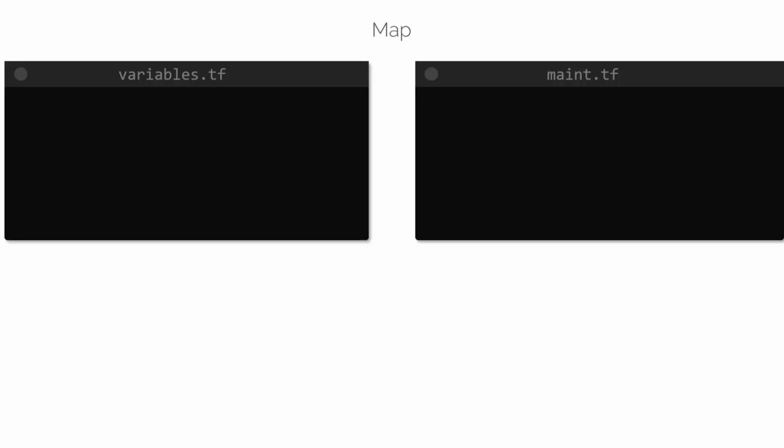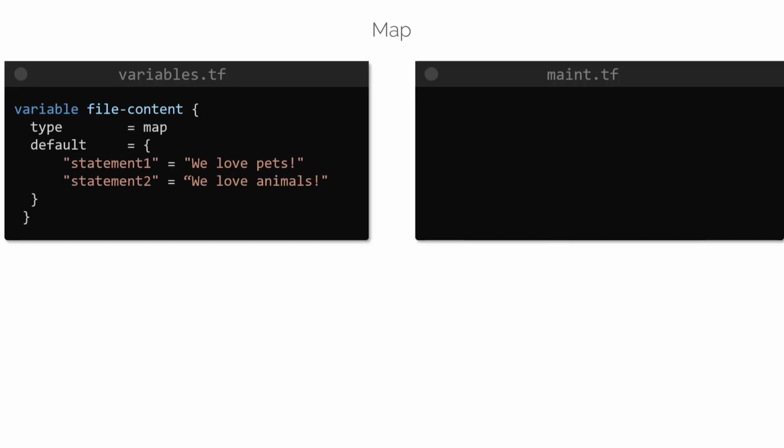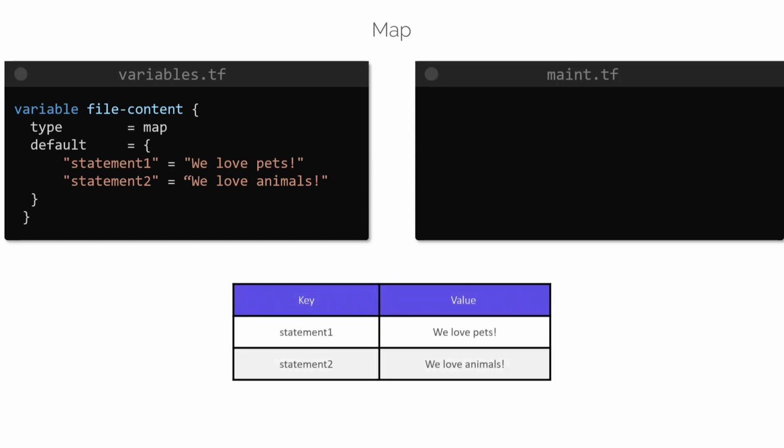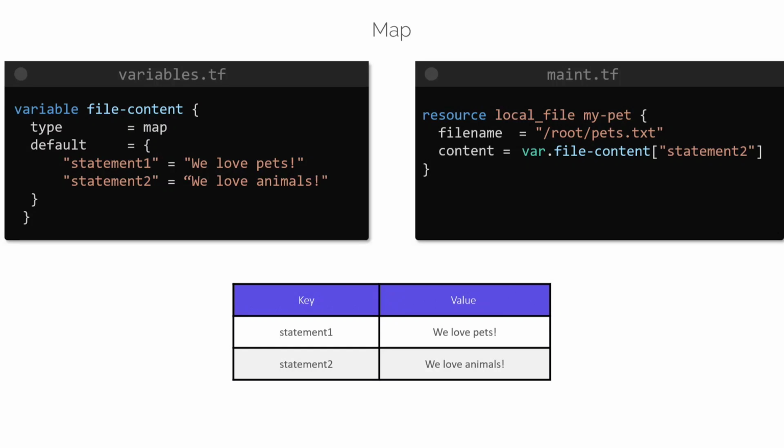In the variables.tf file, let us create a new variable called fileContent with the type set to map. In the default values, we can specify as many key-value pairs enclosed within curly braces. Here, statement 1 and statement 2 are keys, and the string data following them are values. Now, to access a specific value from the map within the Terraform configuration file, we can make use of key matching. In this case, we want the content of the local file resource to be the value of the key called statement 2. And for that, we use an expression var.fileContent, which is the name of the map type variable, followed by the matching key within square brackets.